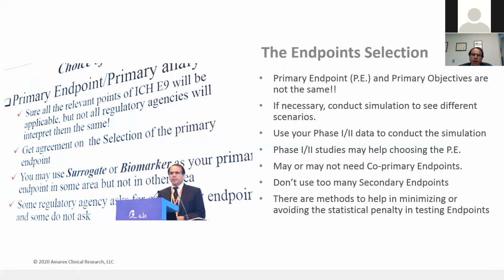It is very common these days that people use too many secondary endpoints, and we recommend to not use too many secondary endpoints. If you can, use a limited number and try to find a way not to pay too much statistical penalty for those secondary endpoints. There are ways to do it, closed test procedure, hierarchy. There are different ways that you can use to not pay too much of a statistical penalty for your secondary endpoints.